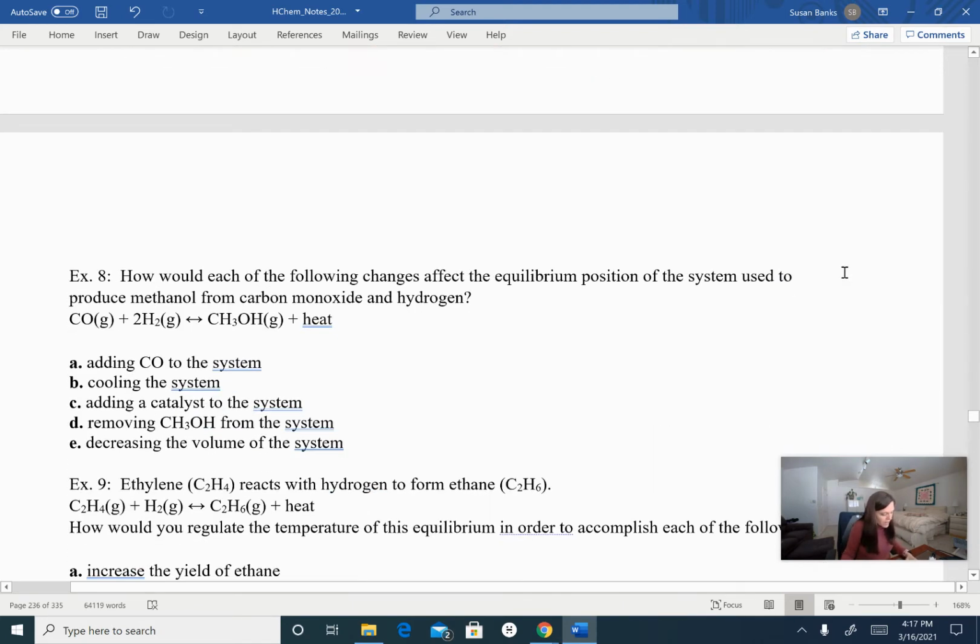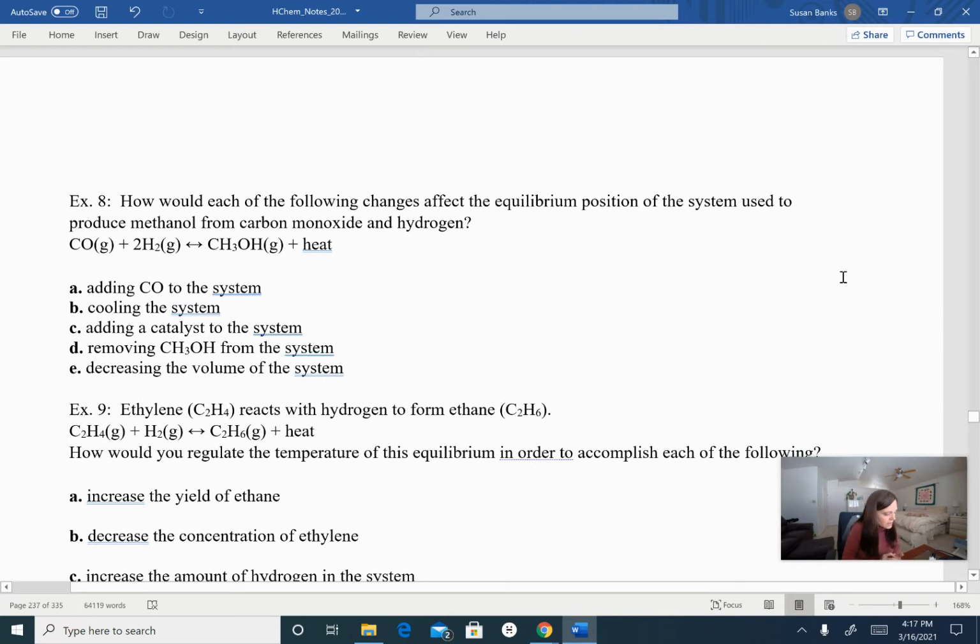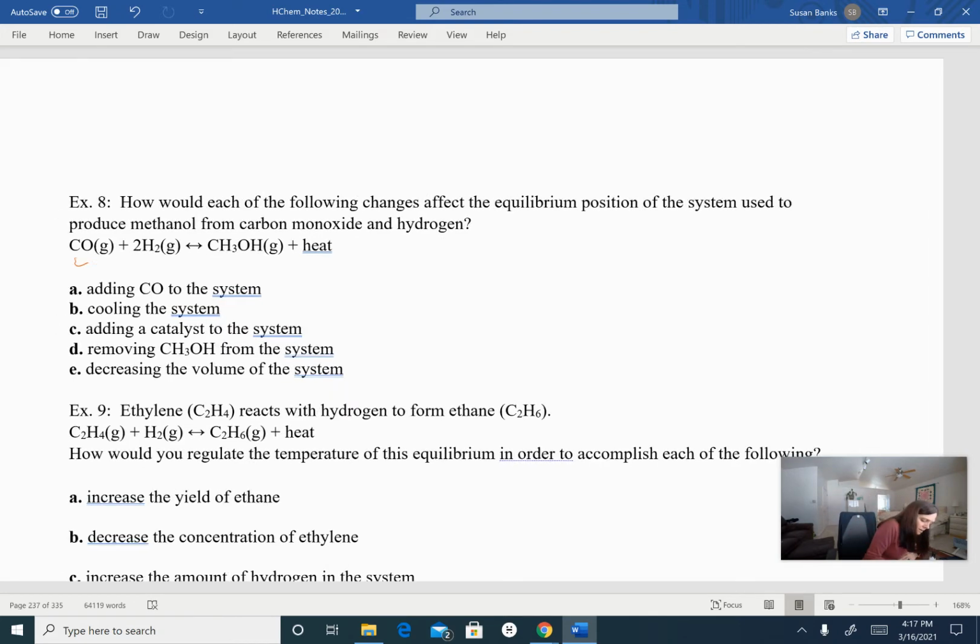So let's do some practice. Example 8. How would each of the following changes affect the equilibrium position, either shift right, left, or no shift, used to produce methanol from carbon monoxide and hydrogen? So we've got our reactants, and we've got our products. Notice this is exothermic. So heat is going to be like a product here.